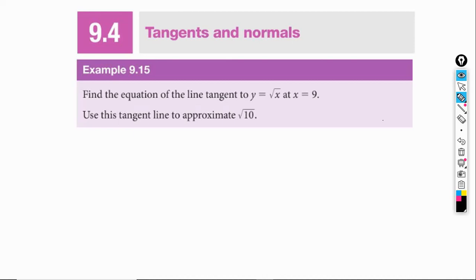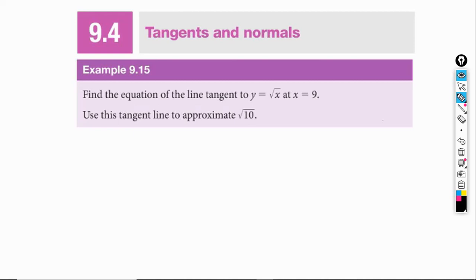Hi everybody. So in this video we're going to be talking about topic 9.4 from chapter 9, tangents and normals. And we'll start with example 9.15, and it says find the equation of the line tangent to y equals square root of x at x equals 9. Use this tangent line to approximate square root of 10.